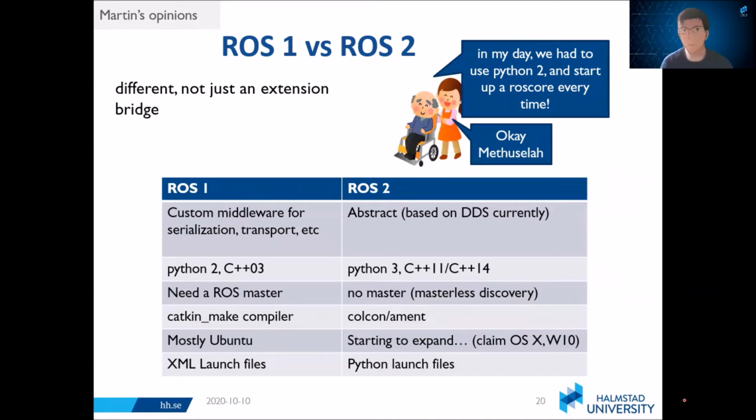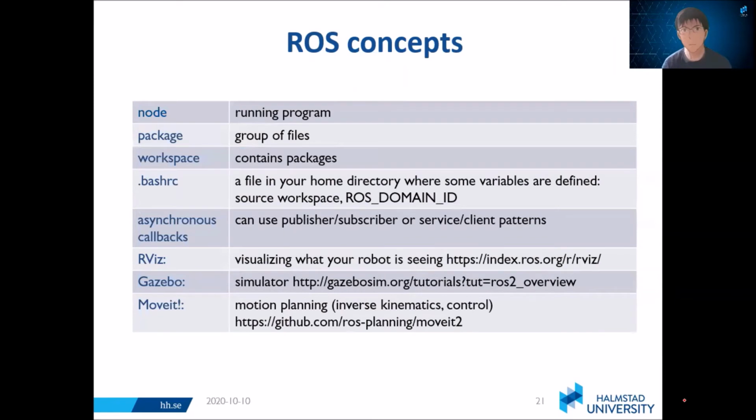For example, ROS1 uses a custom middleware for different things, and in ROS2 it's abstract, so you can slip in different middlewares that you like. Currently, it's using Data Distribution Service. If you want to communicate between ROS1 and ROS2, you can do that using a bridge. But ROS2 is a little bit more current, so Python 3, more recent C++, and you don't need a master, which is nice.